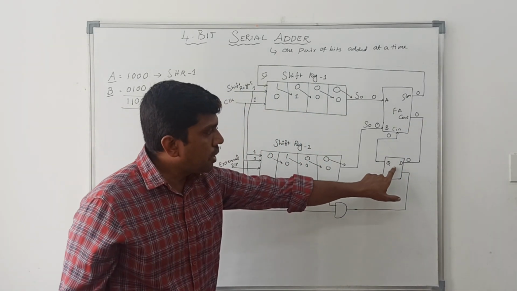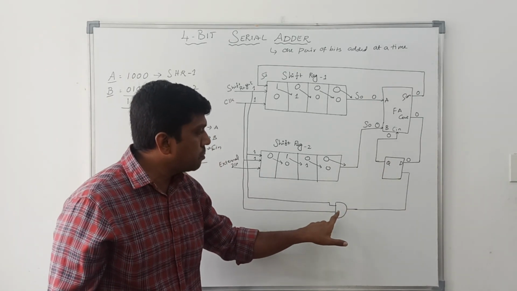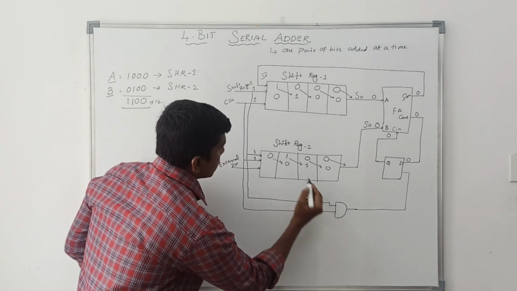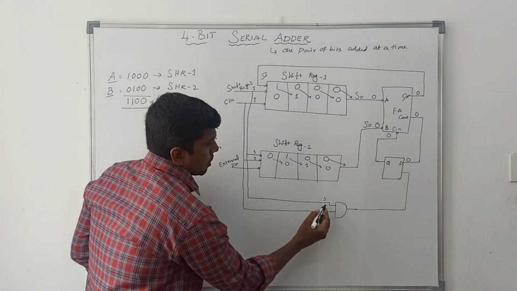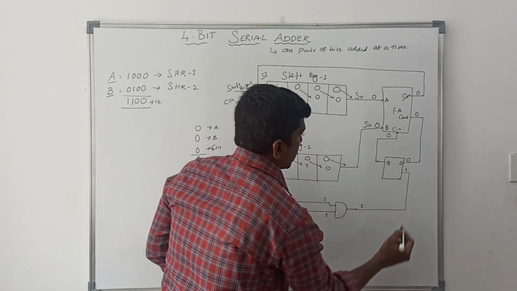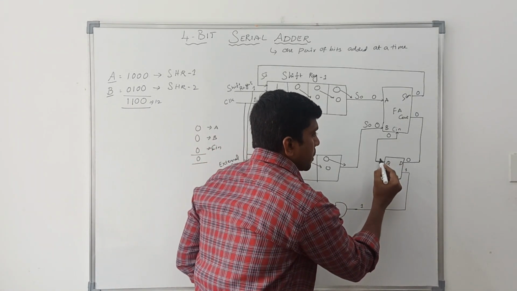So now D value is 0 after getting the clock pulse. The clock pulse value we get from the output of this AND gate. The inputs of the AND gate are clock and shift right, so both the values are 1, and the output of the AND gate is 1. So clock value 1 enables the D flip flop, and D value is transferred to Q.